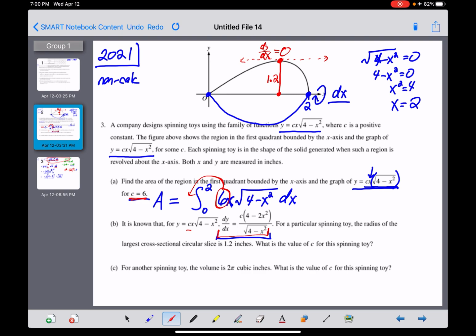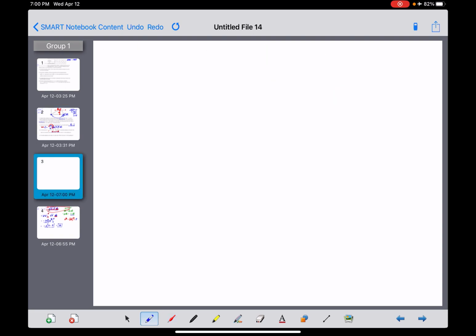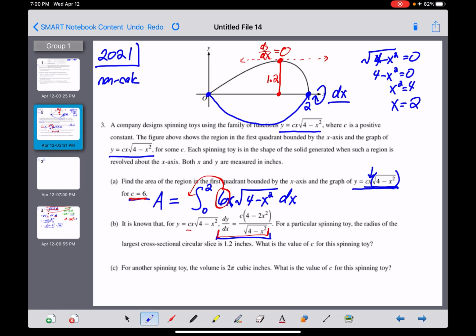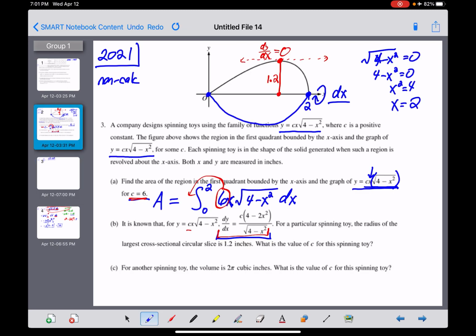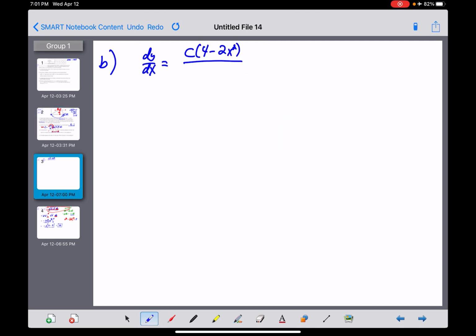So let me go ahead and write this out, guys. Let's put part B right over here. So our derivative then, dy/dx, was equal to, and I don't think I remember this, all right, c times 4 minus 2x squared up in the numerator, and then down in the denominator, although it doesn't really matter, I'll show you why in a second, is going to be the square root of 4 minus 2x squared. Did I get that right? No, I'm sorry, just 4 minus x squared. Okay, and there we go.